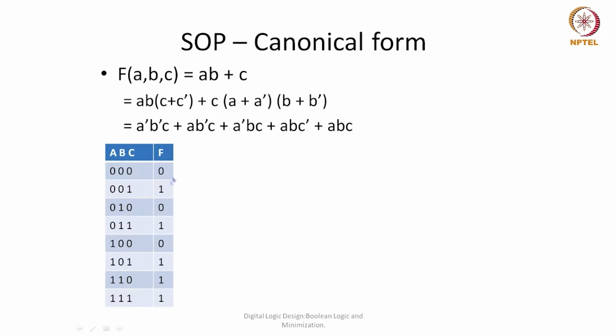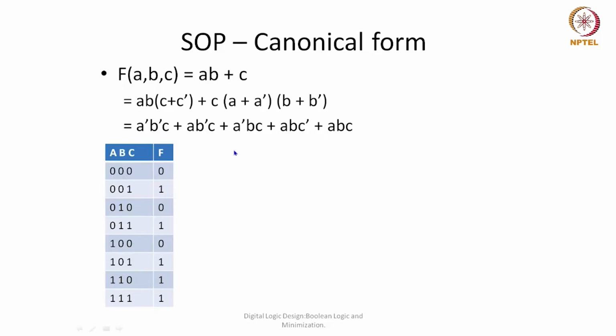So now another way to look at this whole thing is that wherever 1 is there, the corresponding value of A, B and C is written here, so I can use all of those 1 terms and say that if any of those min terms is 1, then my function f would be 1. So this is another way of looking at sum of product expression.